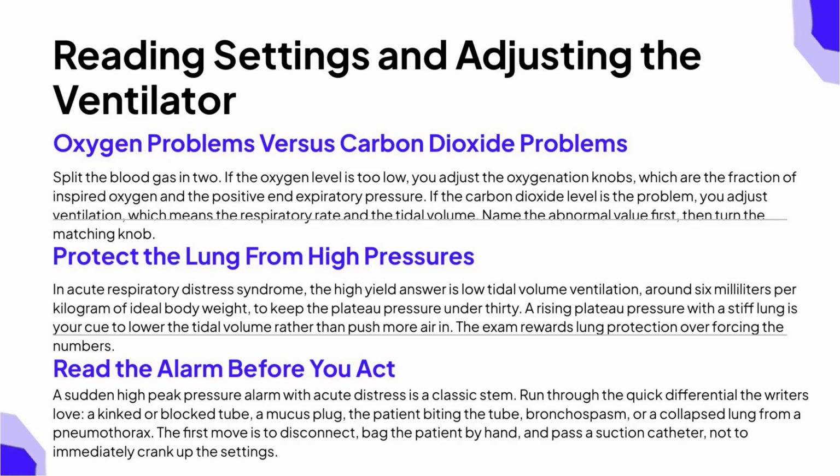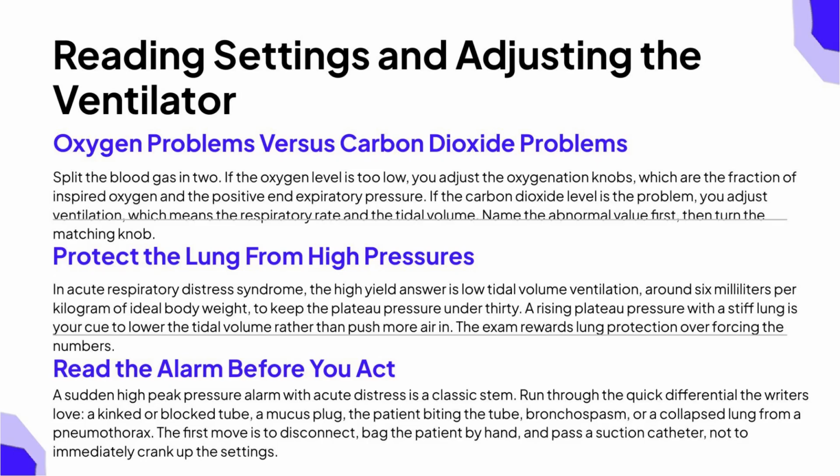Next, protect the lung. In acute respiratory distress syndrome, the single highest yield answer is low tidal volume ventilation, around 6 milliliters per kilogram of ideal body weight, aiming to keep the plateau pressure under 30. If the plateau pressure is climbing in a stiff lung, the answer is to lower the tidal volume, not to push in more air.